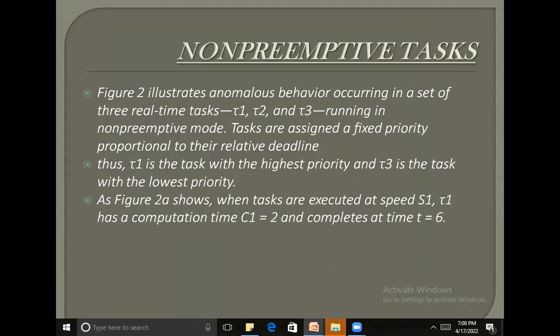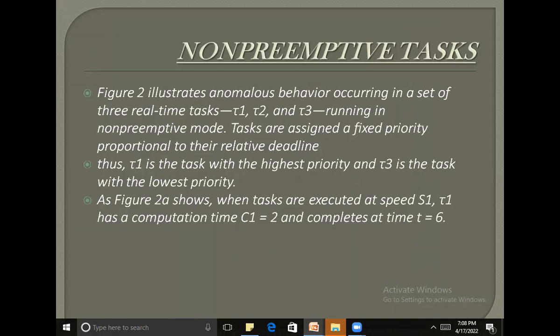Non-preemptive task. Figure 2 illustrates anomalous behavior occurring in the set of three real-time tasks T1, T2, and T3 running in non-preemptive mode. Tasks are assigned a fixed priority proportional to their relative deadline. Thus, T1 is the task with the highest priority and T3 is the task with the lowest priority.